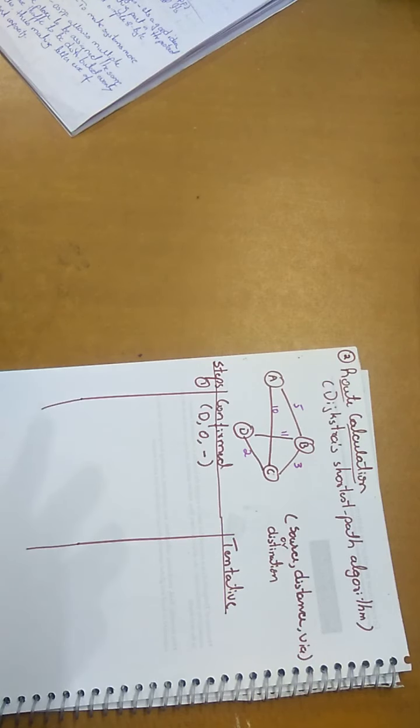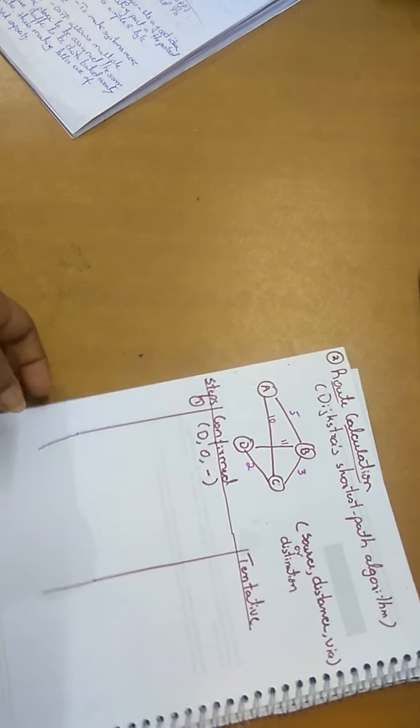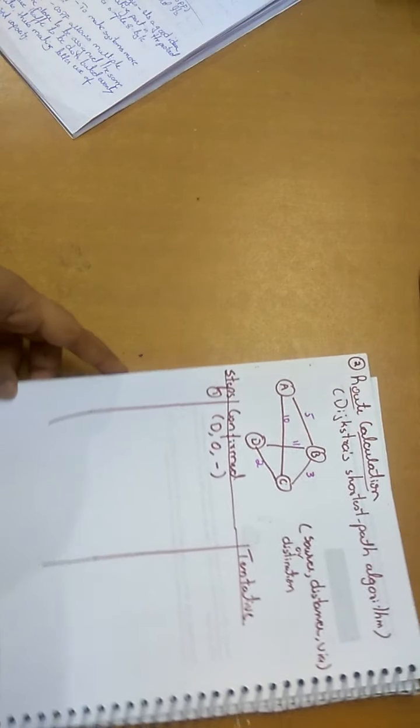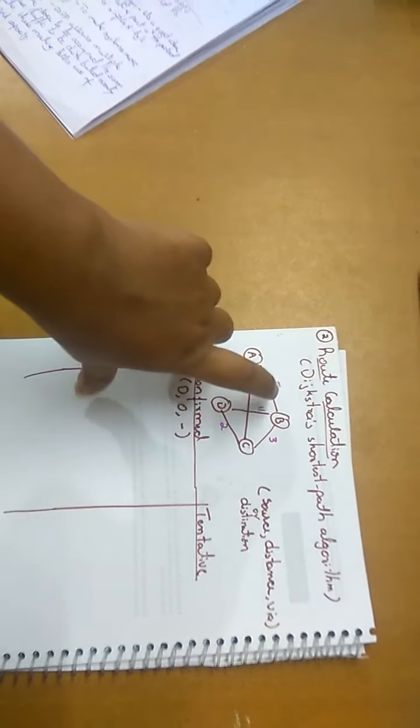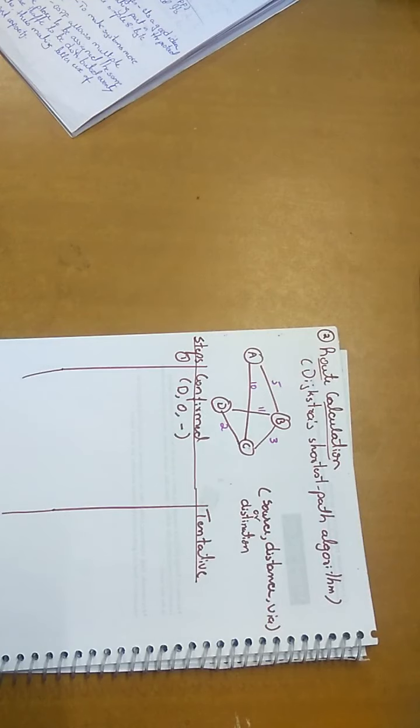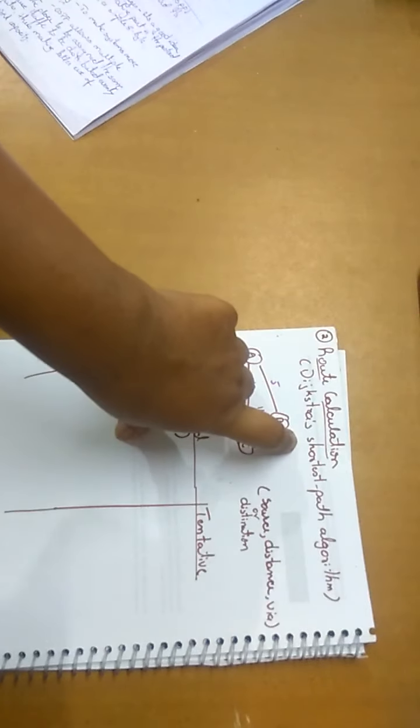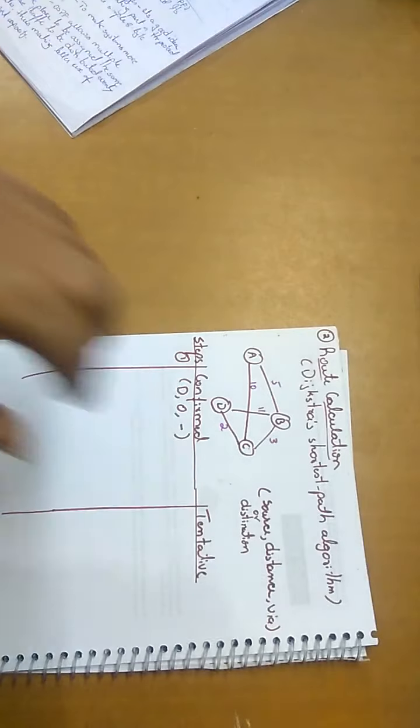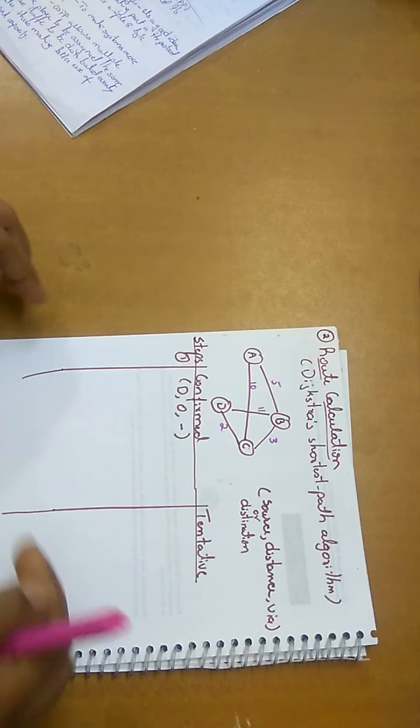I told you that by the algorithm we can calculate the best path. We can calculate by the route calculation, and Dijkstra's shortest path algorithm is implemented here. So that is how it works.